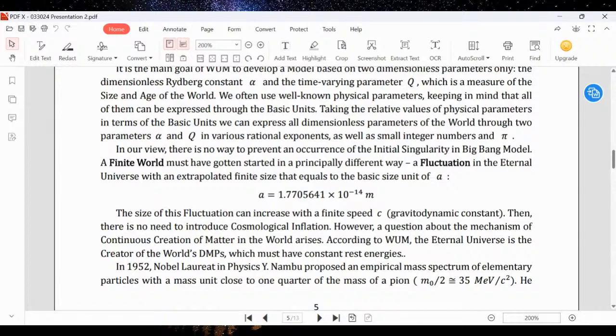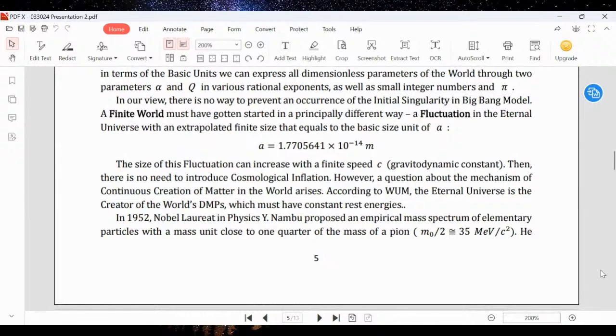However, a question about the mechanism of continuous creation of matter in the world arises, according to which the eternal universe is the creator of the world's dark matter particles, which must have constant rest energies.